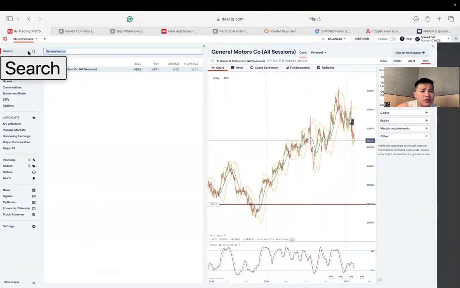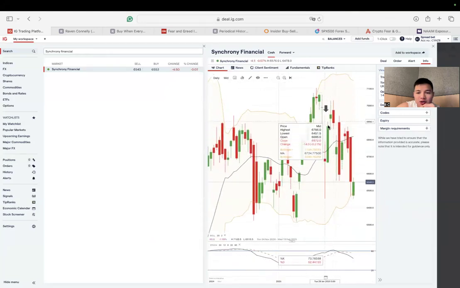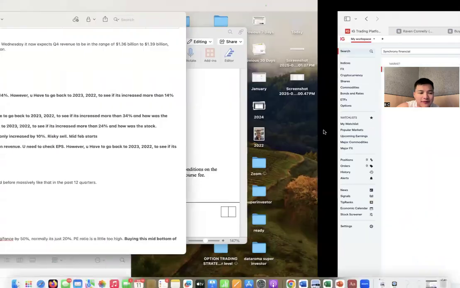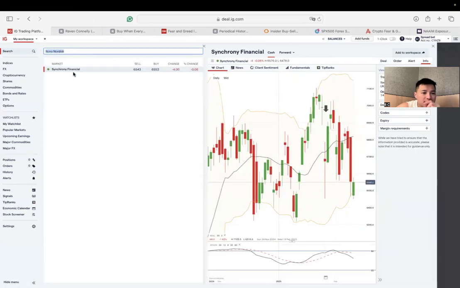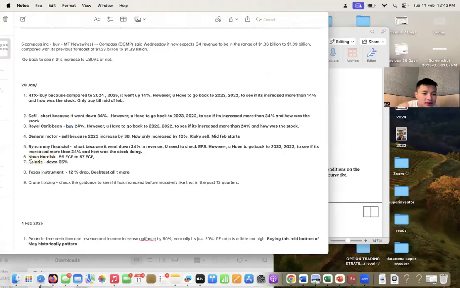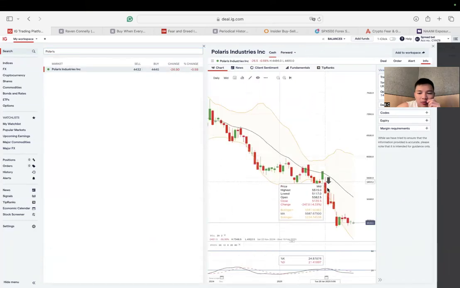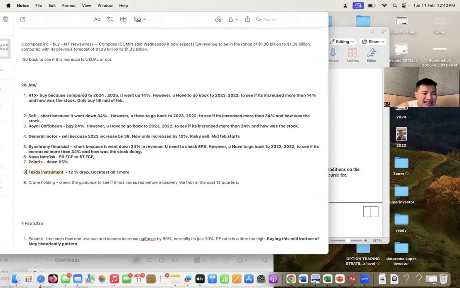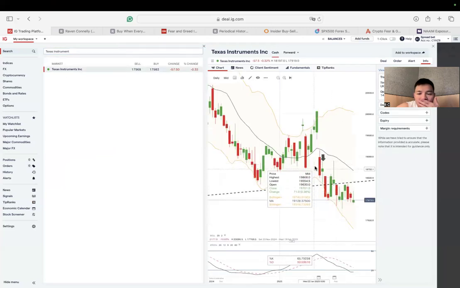Synchrony Financial. Let's have a look. We also recommend to short just right there. Students, it went down really, really nicely since 28th of Sep. Screaming with profits. Novo Nordisk. Here, sideways. Polaris. Went down really nicely as well. Texas Instrument. These are okay, went down really nicely.